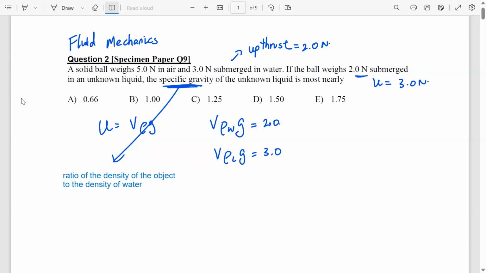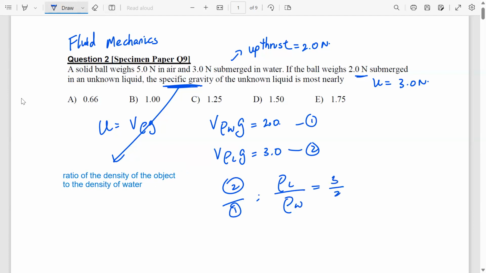So in other words, we want to find the density of this divided by this. You can see that if I take equation 2 divided by equation 1, I get the density of the unknown liquid over the density of water equals 3 over 2, which is 1.5. So this is the specific gravity. So the answer is D.